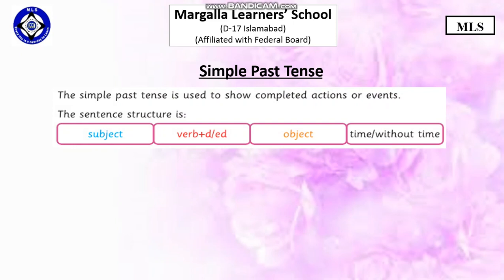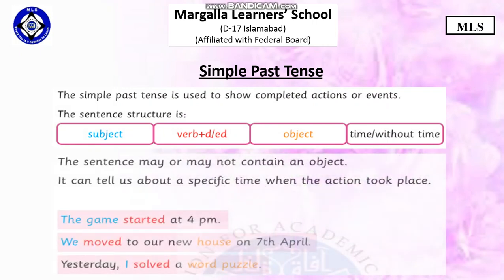The simple past tense is used to show completed actions or events. The sentence structure of the simple past tense is subject, verb along with d or ed, object and time, or it might be without a time. So the sentence may or may not contain an object. It can tell us about a specific time when the action took place.